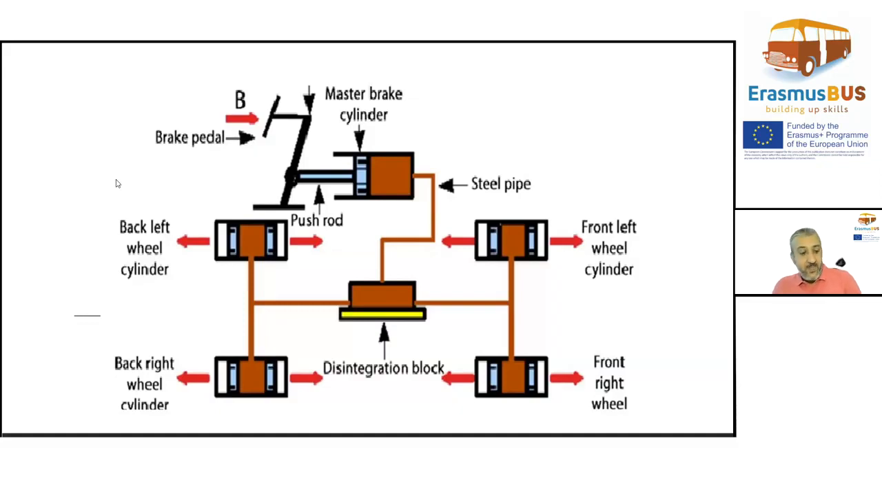systems and elements. Brake elements are, as you see in the picture, a brake pedal here, a master brake cylinder, and hydraulic pipes, which are shown here, steel pipe, and wheel cylinders on 4 parts, and the limiter and the dispersion block or disintegration block here.